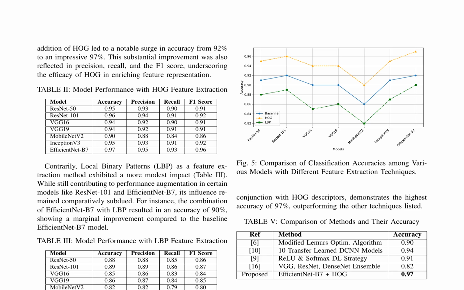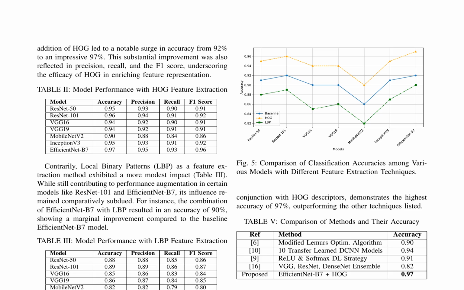The paper investigates the impact of feature extraction techniques, specifically histogram of oriented gradients, HOG, and local binary patterns, LBP, on the classification accuracy of rice diseases using convolutional neural networks, CNNs. It focuses on the performance enhancement achieved by integrating these techniques into various CNN architectures such as ResNet-50, ResNet-101, VGG16, VGG19, MobileNet v2, Inception v3, and EfficientNet v7.